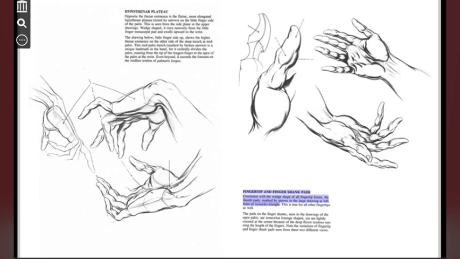Fingertip and finger shank pads are consistent with the wedge shape of all fingertip forms. The thumb pads, marked by arrows in the large drawing at left, form an isosceles triangle. This is true for all other fingertips as well. The pads on the finger shanks, seen in the drawings of the open palm, are somewhat lozenge-shaped, yet are lightly creased at the center because of the deep flexor tendons running the length of the fingers. Note the variations of fingertip and finger shank pads seen from these two different views.